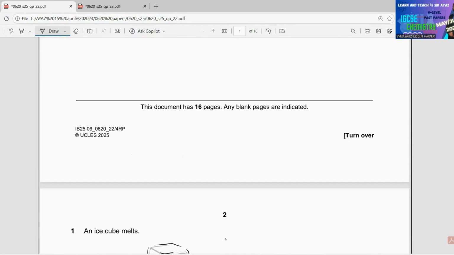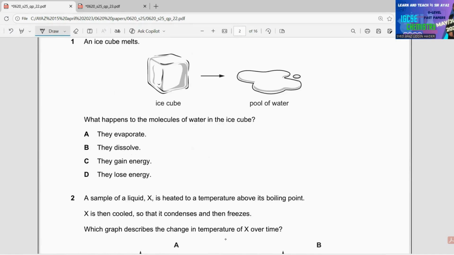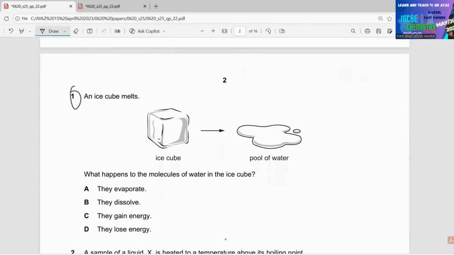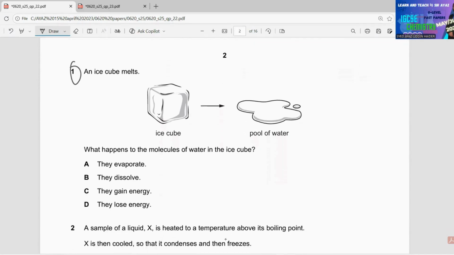So straight away, I'm starting the paper. So here's question number 1. An ice cube melts. You see the ice cube, and on the right hand side, there's a pool of water. What happens to the molecules of water in the ice cube? Now, they are asking what happens to the molecules of water in the ice cube.